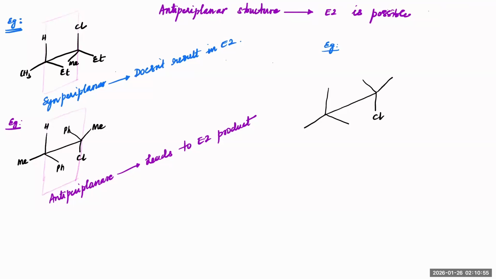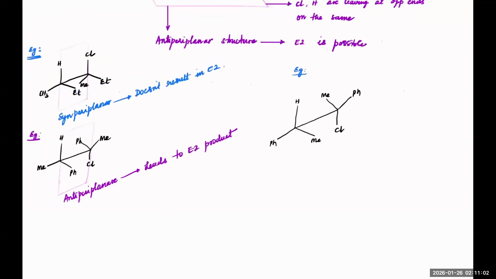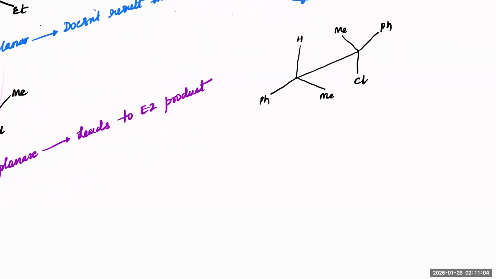Chlorine is here, hydrogen is here, phenyl, methyl, methyl, and phenyl. They are like this. Okay. Now, if you notice the plane here, like this is the plane. Sorry, hydrogen is not here. Hydrogen is here. Phenyl is here. Correct. So now notice chlorine is basically present on this plane.